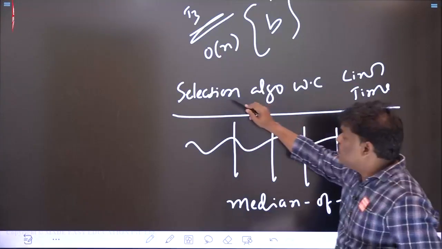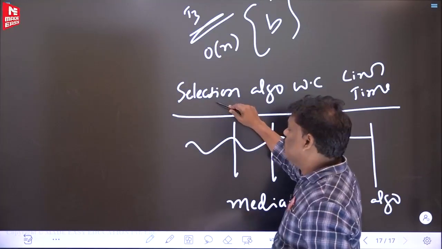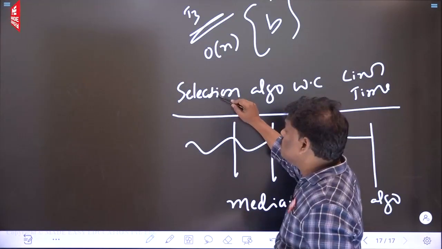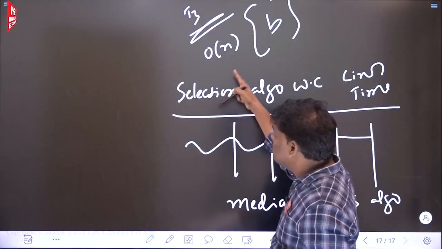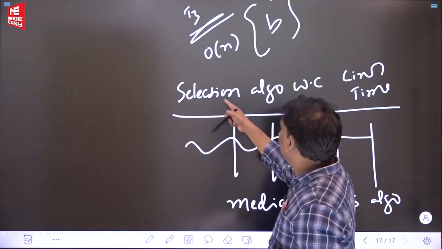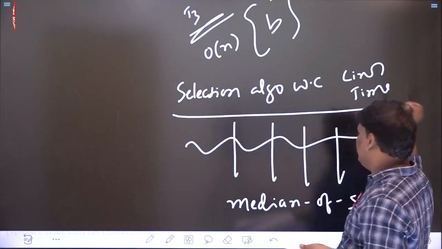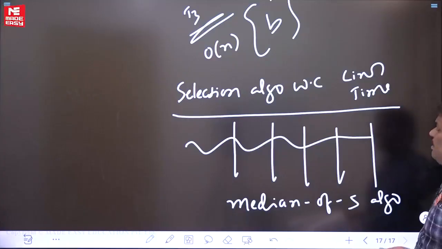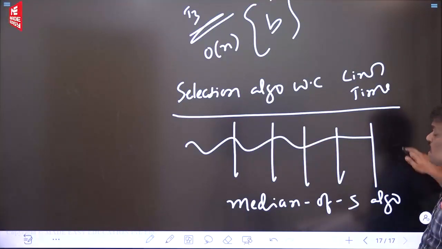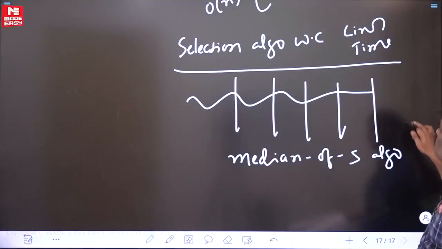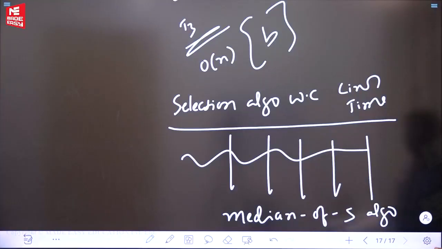Everyone knows what the purpose of the selection algorithm is: selecting the kth smallest element. You know very well, we did the selection algorithm in your notes. It is the same algorithm with a small modification. Worst case, linear time. How? You will divide the given array into 5 parts, which is also called the median of 5 algorithm. This algorithm takes order of n in every case. Please be careful, it is very, very important.